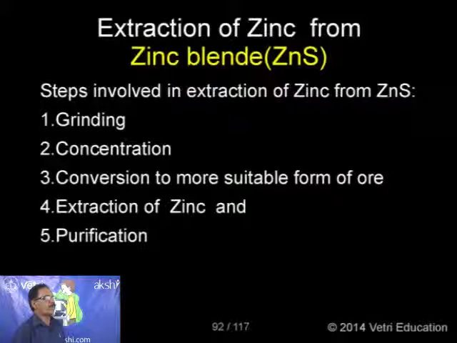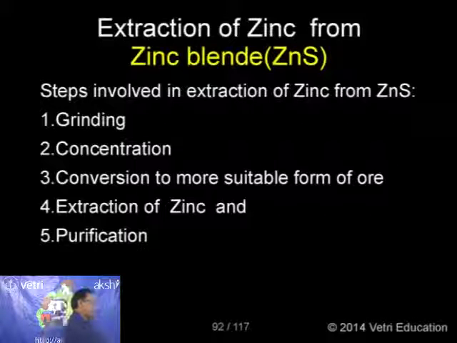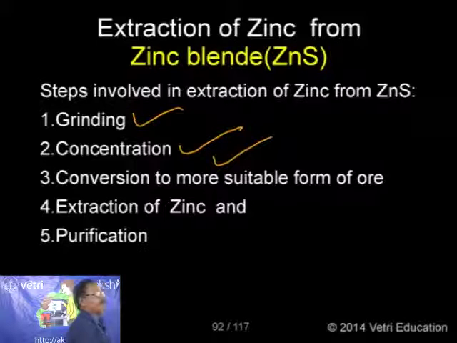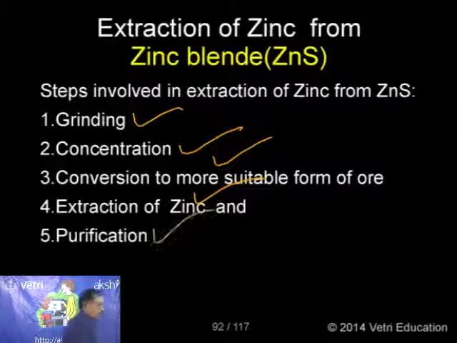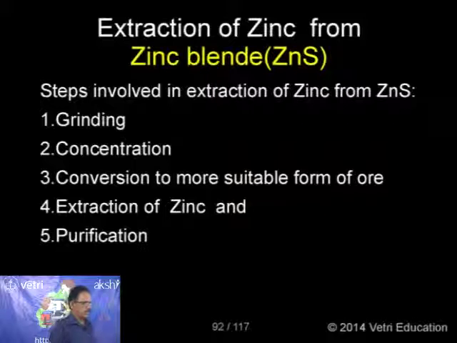As I have already pointed out, there are 5 steps involved. So, I am going to apply these 5 steps again to zinc sulfide, that is zinc blend, and extract zinc as usual. Number 1, grinding. Number 2, concentration. Number 3, conversion to more suitable form, either by calcination or by roasting. Number 4, extraction of zinc from the impure zinc sulfide. Then number 5, purification of zinc metal. So, I will explain the steps involved one by one.